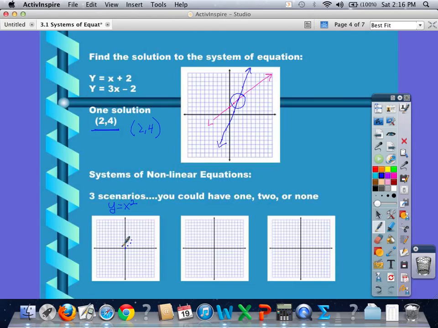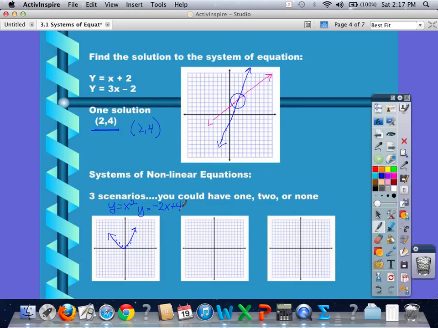And we're making a U. Looks kind of pointed, like that. Go off. Okay, and then we could have y is equal to, let's see, negative 2x plus 4.